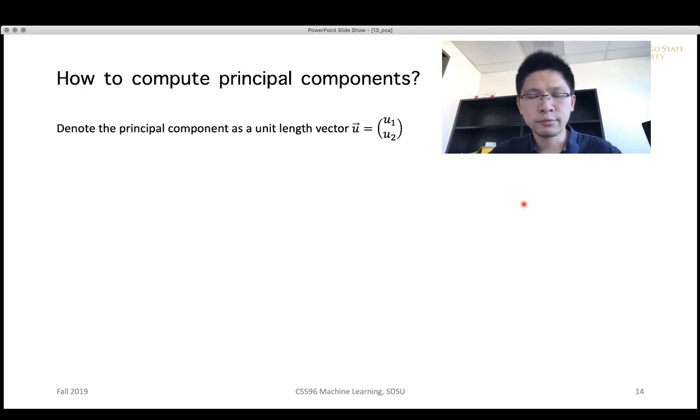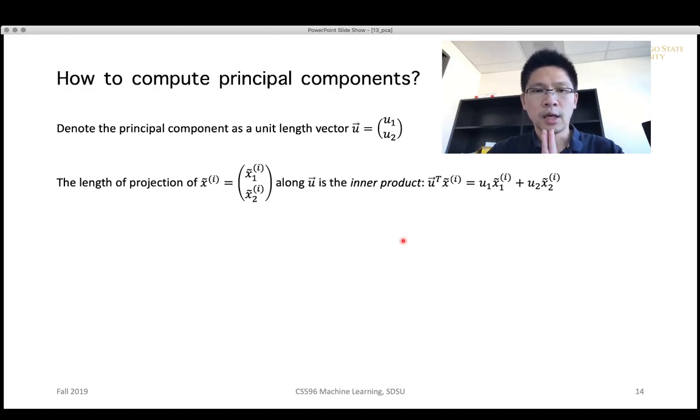Because we are still using this two-dimension data set as an example, the principal components vector U has two elements, U subscript 1 and U subscript 2. So these are the two elements of a two-dimensional vector. Now we need to project all the data points onto this principal component.